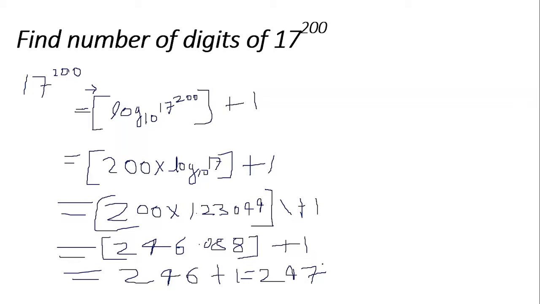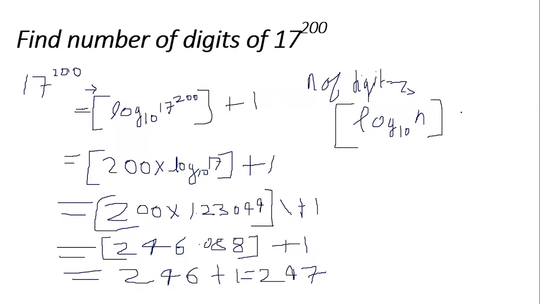In fact, you can find the number of digits of any number, whether it is large or small, by one simple function: the number of digits is given by the greatest integer of log of the number to the base 10, plus 1.